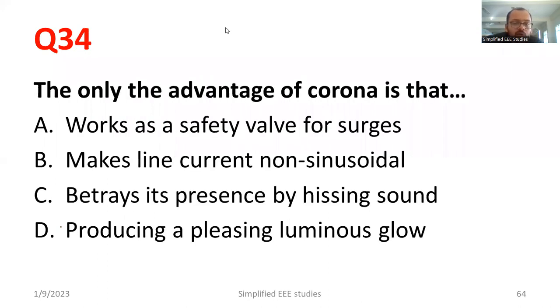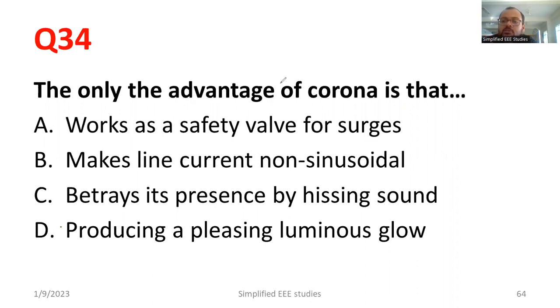So moving on to question number 34, the advantages of corona effect. You must have studied how the corona is forming, because it is related to one of the high voltage engineering phenomena. See, there are two conductors. If the voltage exceeds the threshold voltage, the medium becomes conductive between the two conductors. Same thing happens in the case of HV transmission lines.